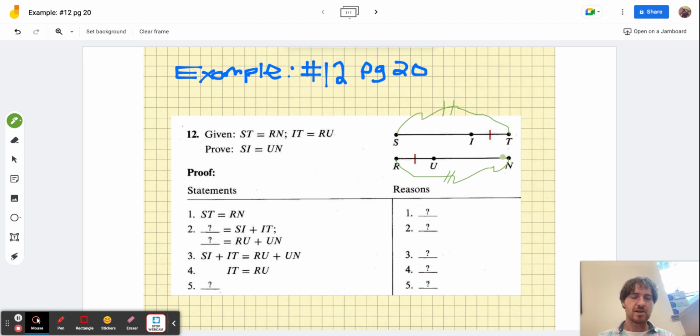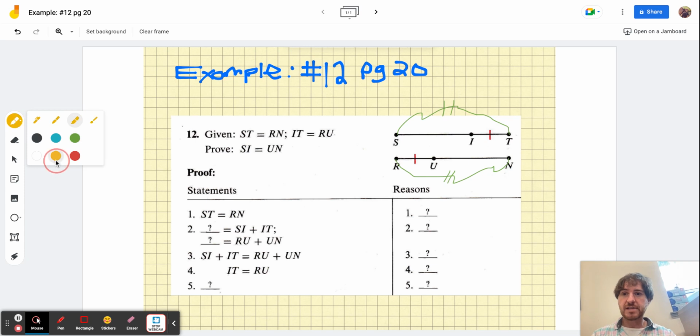Looking at this logically, my whole segment is congruent to my whole segment. Those lengths are the same. And this part segment is the same length as this part segment here. So really, I'm probably going to use subtraction at some point. This whole segment's congruent to this whole segment. These are the same lengths. I'm going to subtract these two, and then that should be enough to show that SI is equal to UN, which is my goal. This is what I'm trying to prove. So let's go ahead and do that right now.